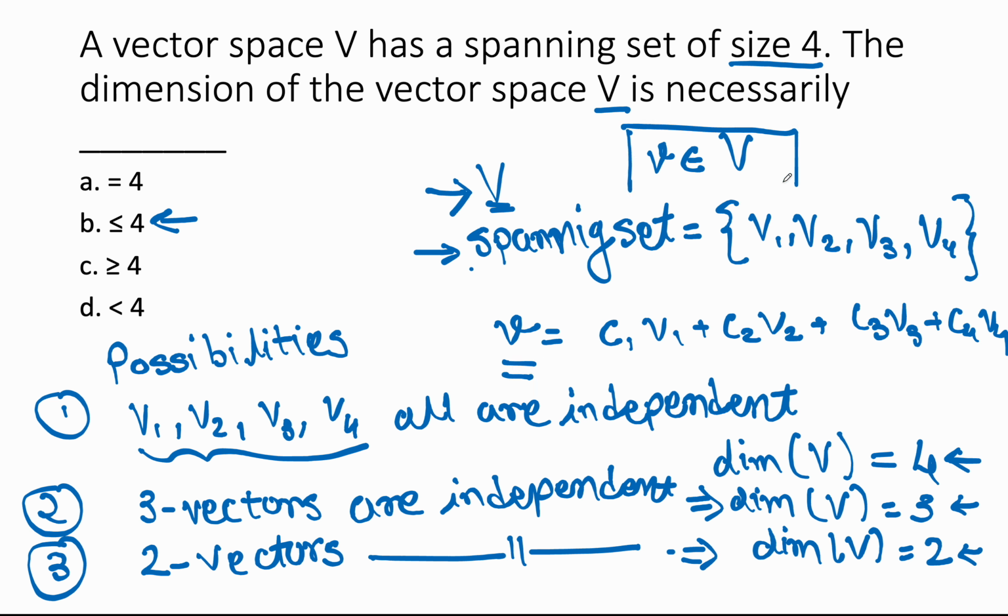So the linear combination of these four vectors will, let's say, form some vector v which belongs to the vector space V, and these four vectors can give different possibilities. So one possibility is that all four vectors are independent. If all vectors are independent, they can span the four-dimensional space.